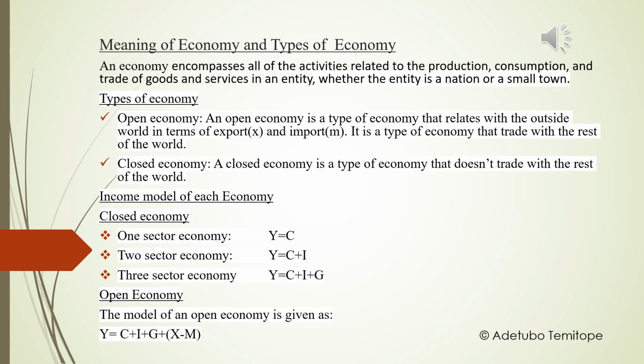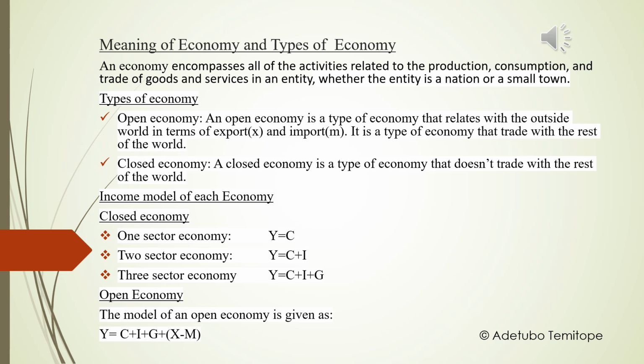For a two sector economy, Y equals C plus I. That means the national income equals what? The consumption plus the investment. Y stands for national income, C stands for consumption, I stands for investment. Now for the three sector economy, Y equals C plus I plus G, meaning the national income equals the consumption plus the investment plus government spending, or government expenditure. So that's the income model for the three sector economy.